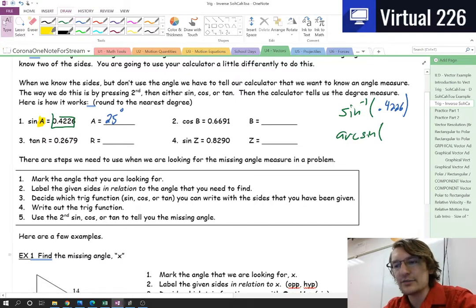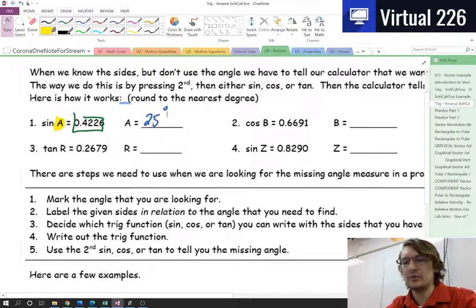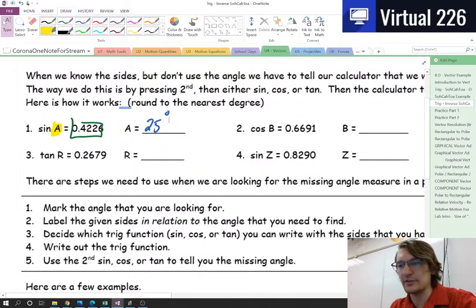So take a second, pause this video, see if you can find the angle here for B, R, and Z for our next 3 examples using the inverse functions that you see. So pause it, try them out, try out these things.